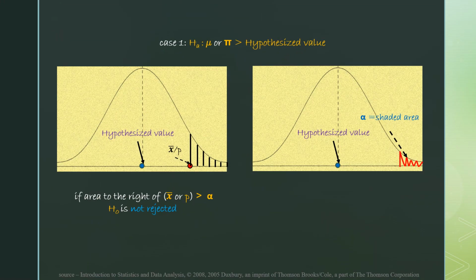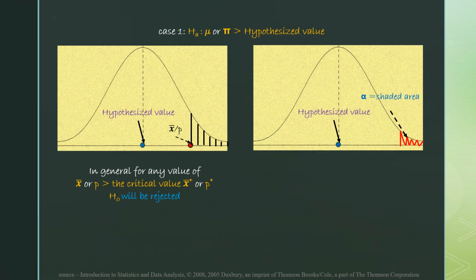If the area to the right of x bar or p is greater than alpha, H0 is not rejected. As discussed, the probability of getting a sample statistic as extreme as this one from the hypothesized value is not rare. In other words, it is normal to have a sample statistic as high as this one due to just chance variance. Therefore, the evidence from the sample is not sufficiently strong to reject H0. If the area to the right of x bar or p is less than or equal to alpha, then H0 is rejected. As per the illustration, H0 will not be rejected since the area to the right of x bar or p is greater than alpha in this case.